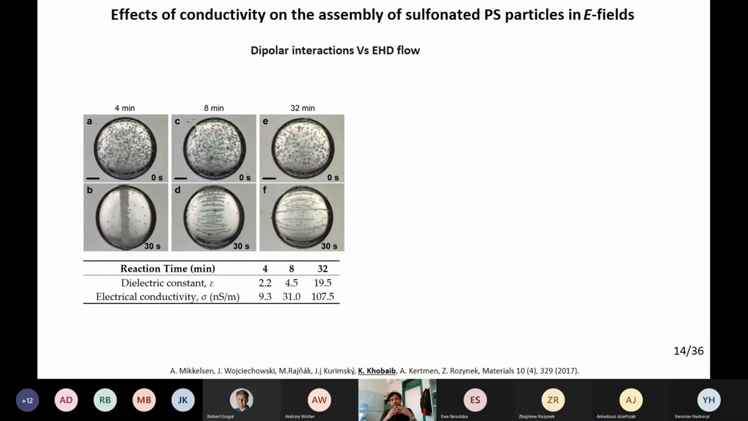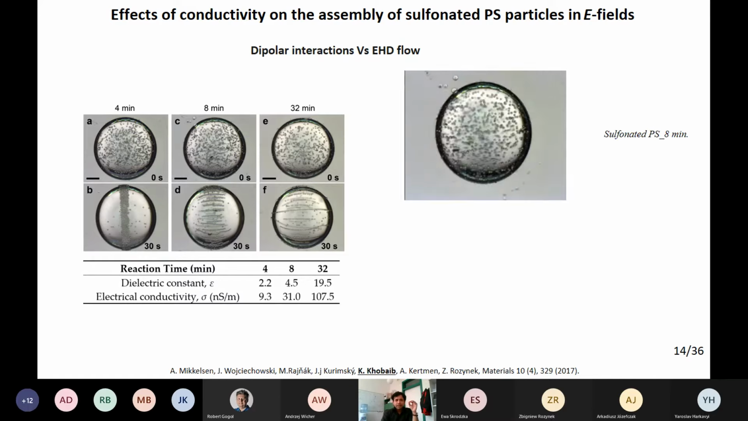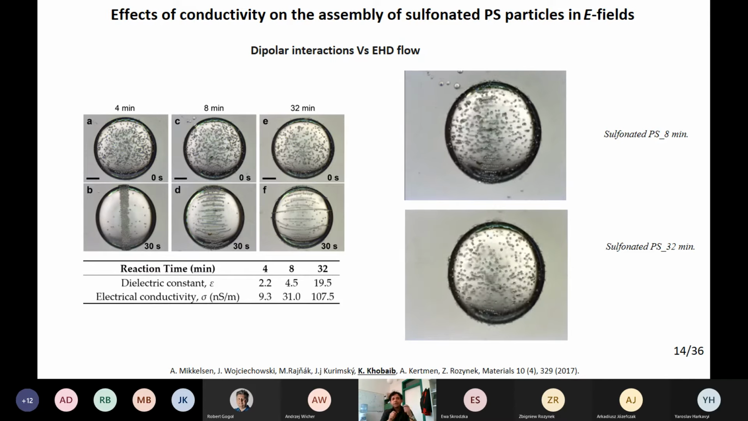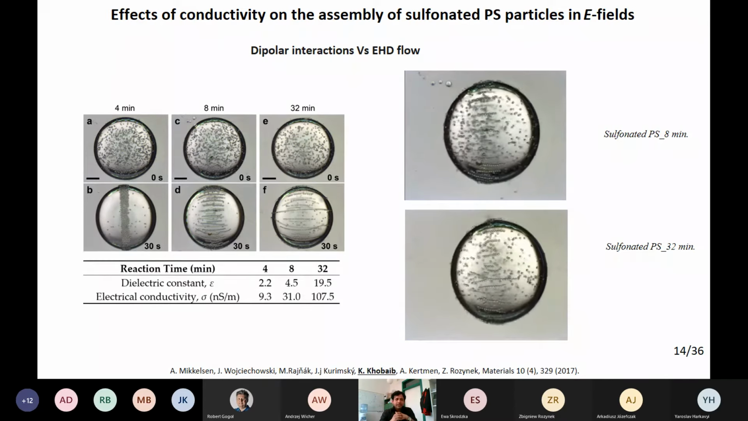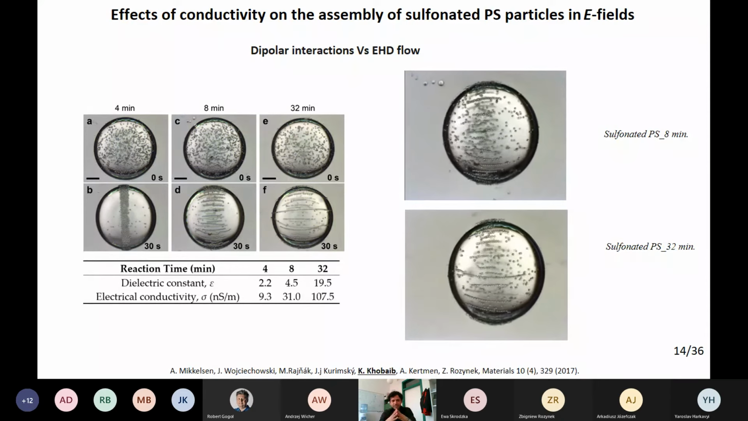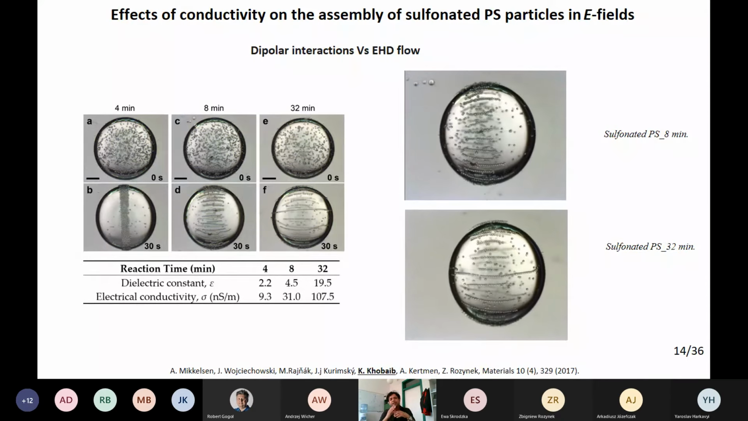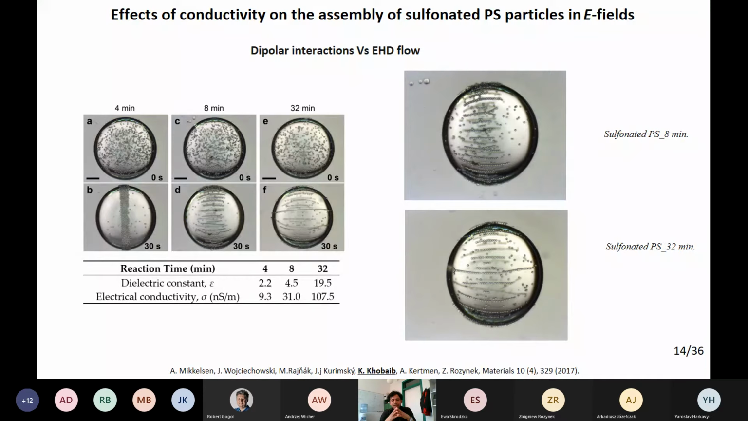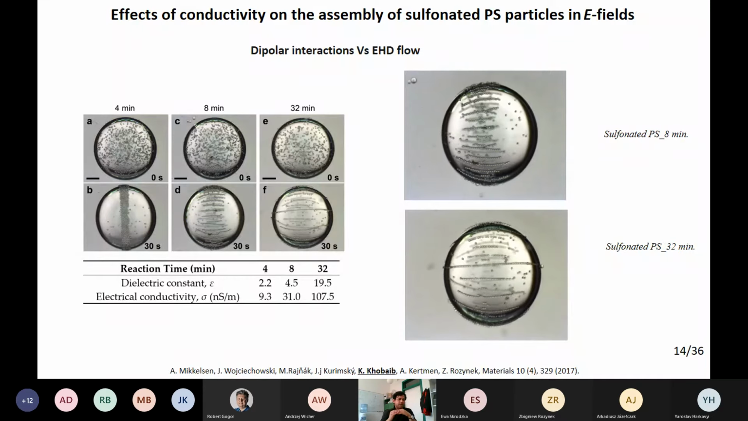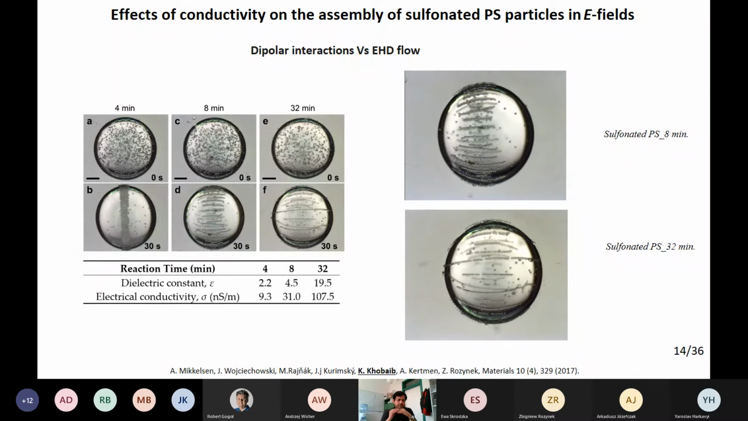But with very highly conductive particles, when we used 32 minutes of sulfonation, they form chains from one pole to the other pole. It means that the dipolar interaction was dominating over the electrohydrodynamic flow. From this result we can see that the particles can be structured at the droplet interface by changing the electrical conductivity of the particles.